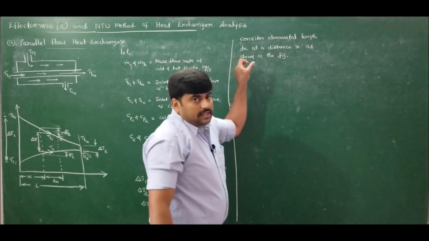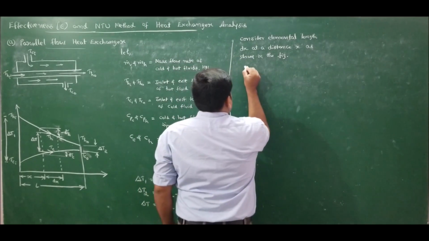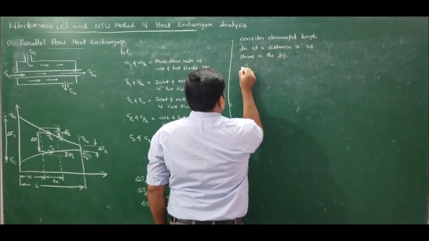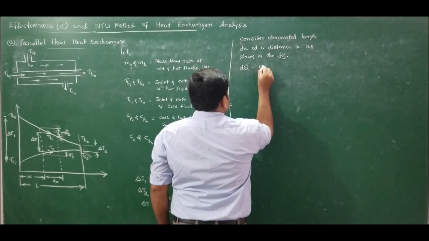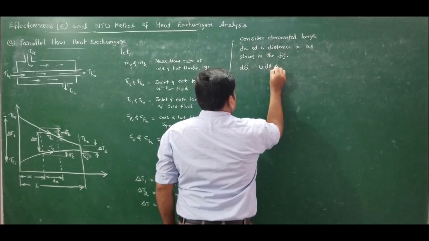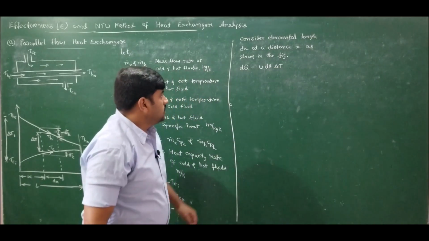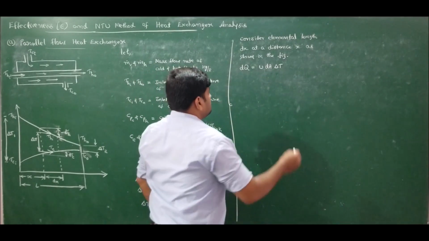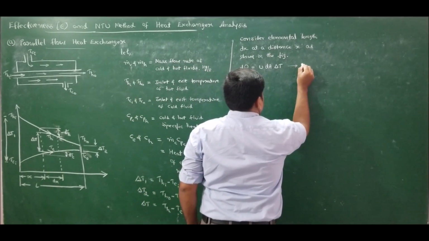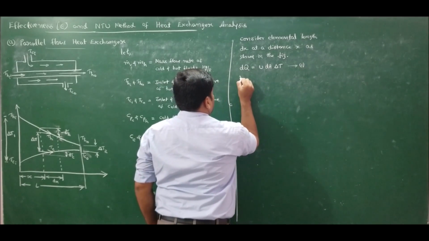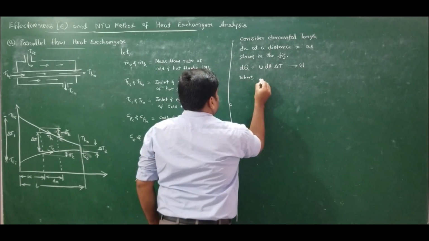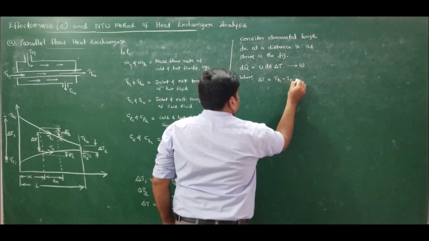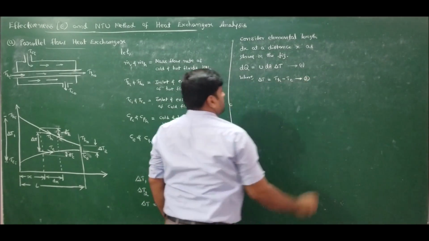Now for this elemental length dx, I can write rate of heat transfer dQ can be written as U dA delta T, right? Overall heat transfer coefficient times the elemental area times the temperature difference. Let us take this as equation number 1, where delta T is TH minus TC. Take it as equation 2.